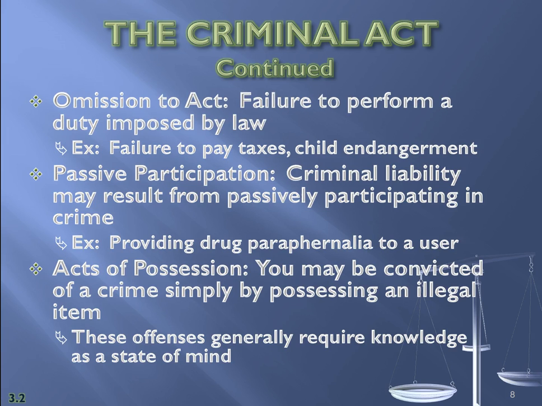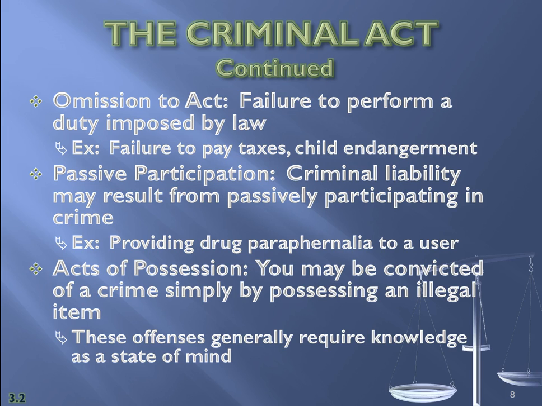So here's a couple of examples that we can look at when we talk about omission to act and things like passive participation or acts of possession. As you go through your textbook, you're going to see a couple of those different things, and we're going to hit on a couple of these to kind of clear them up. So the omission to act would be failure to perform a duty imposed by law. An example of that could be failure to pay your taxes or child endangerment.